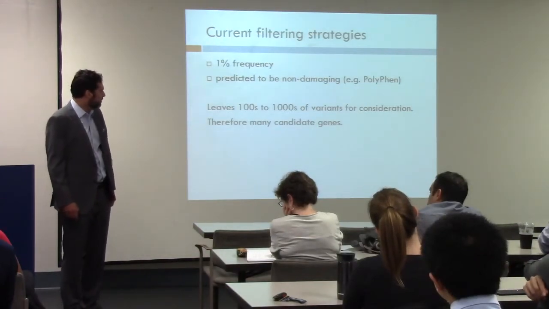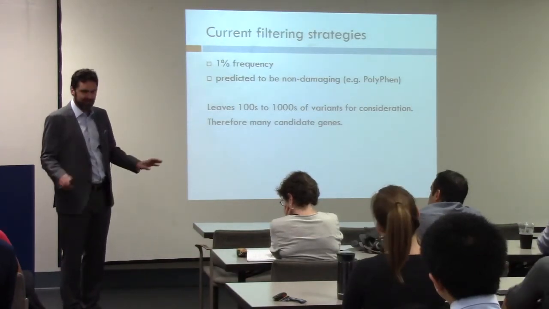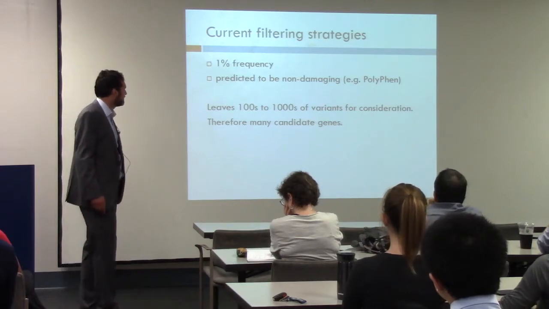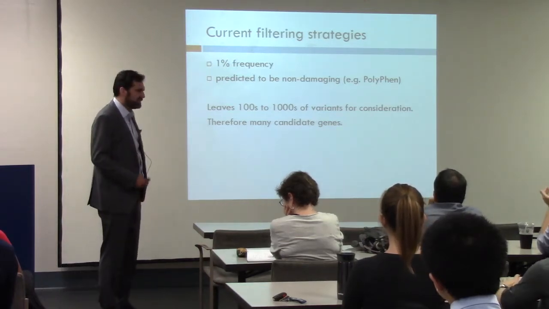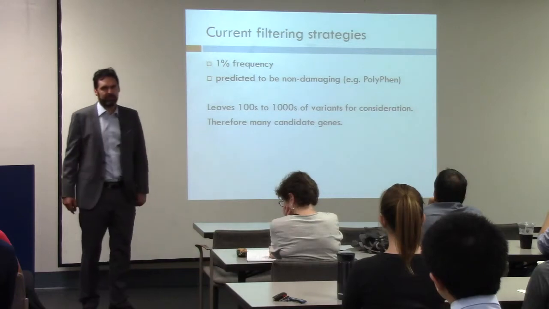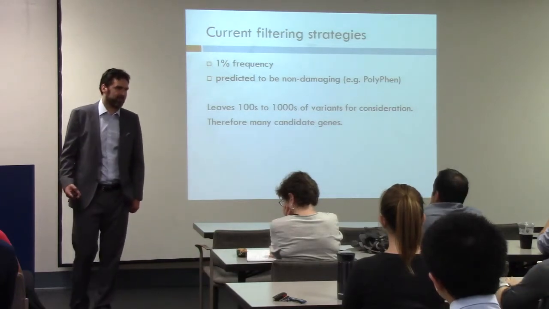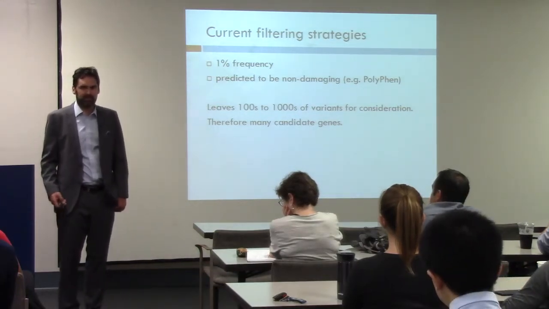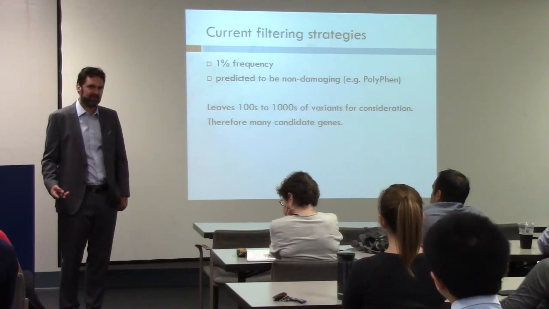So while this is a very long drawn out process, some of the first steps is simply to try to get rid of variants that we don't think could be the causal. So these diseases are very rare. So if the causal variant were common, then lots of people would have it. So that doesn't make sense.